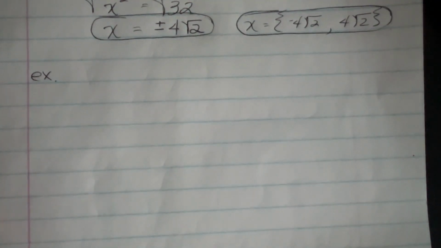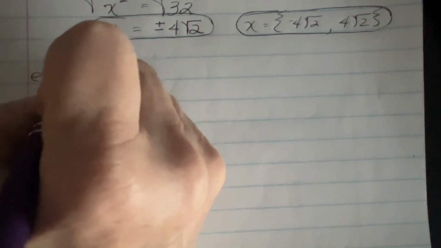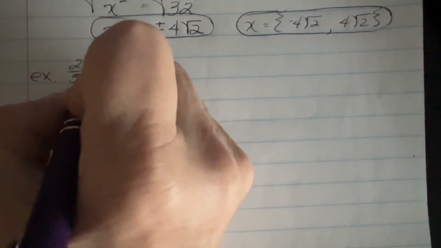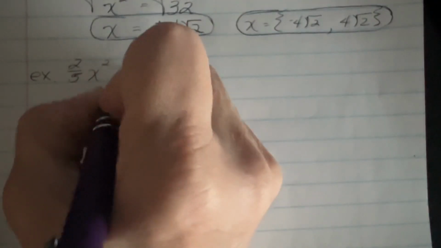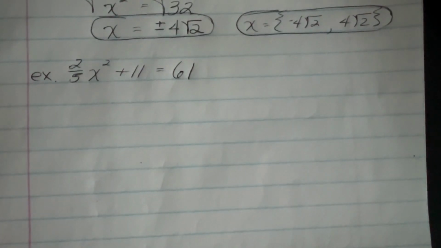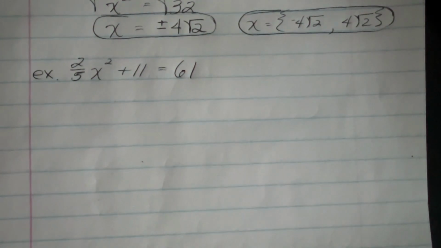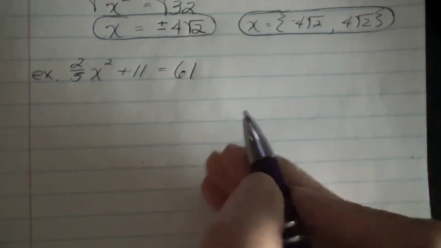All right. Last but not least, what if you have 2/5 x squared plus 11 equals 61. And now this is a relationship a little bit harder to see, but since today's exercise is all about square roots anyway, this is the method you can apply on this one. I guarantee you it will still work.